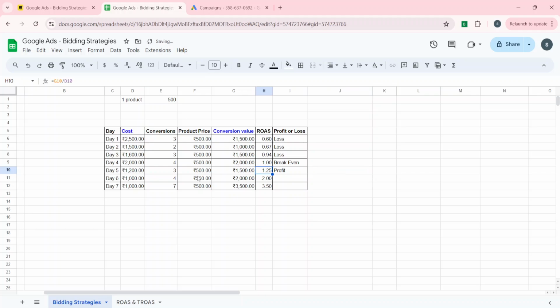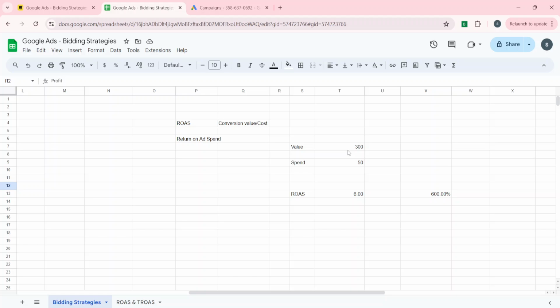And the next day we have generated 2 ROAS, that means 200%, that is also a profit. And on the last, seventh day, we have generated 3.5 ROAS, that is 350%. So this is also profit. With this example you have to understand that in order to increase the ROAS, either you have to decrease the cost or increase the conversion value.